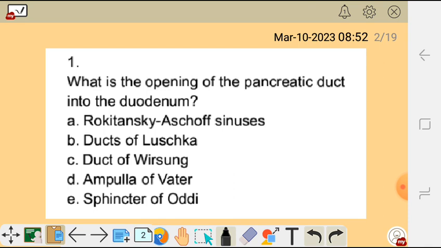A. Rogstowski-Akoff sinuses, B. Ducts of Lakshka, C. Duct of Weisag, D. Ambula of Vater, and E. Sphincter of Oddi. So among these choices, what is the opening of the pancreatic duct into the duodenum?